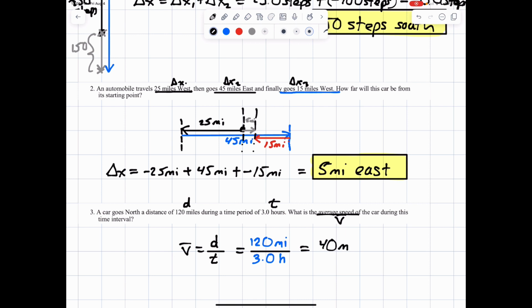Now, you can write 40 miles per hour a couple ways. You can write it the standard MPH that you see on a road sign, or you can also write it MI/H. You could do it either way.